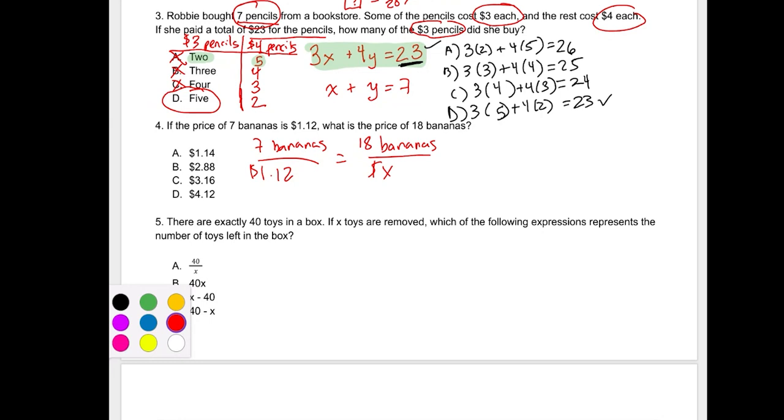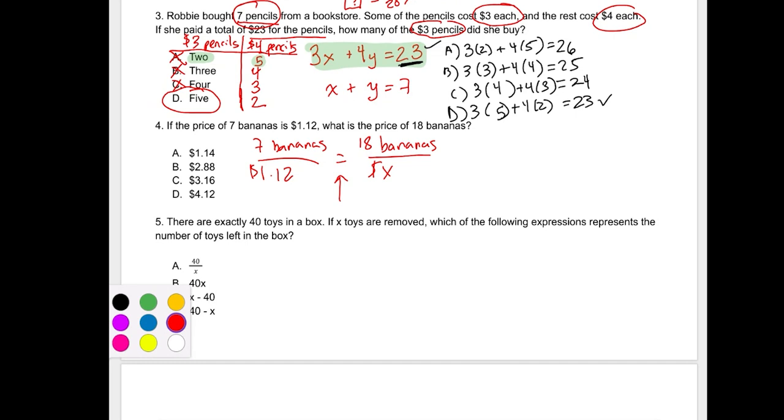You could cross multiply and solve this, but I think it's actually easier, when you're just trying to figure out how much a different group of bananas costs, to just find the cost of a single banana and then multiply it by 18. And that's essentially what you're doing here. I just think conceptually it's a little easier to process in your head rather than coming up with a proportion, using cross multiplication and solving it.